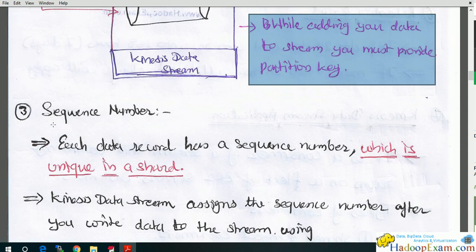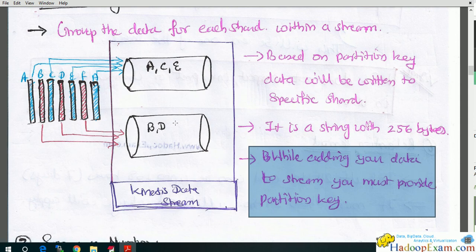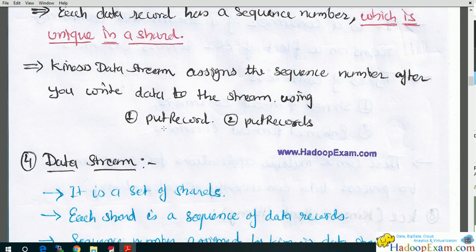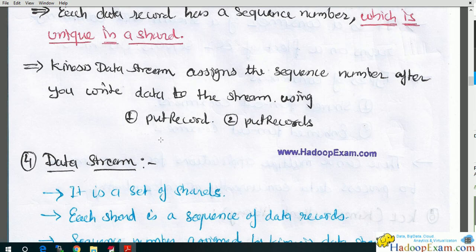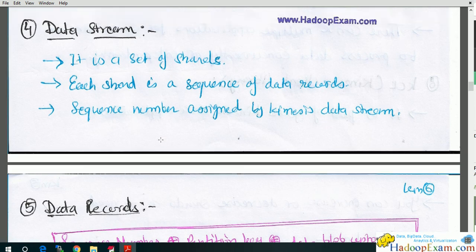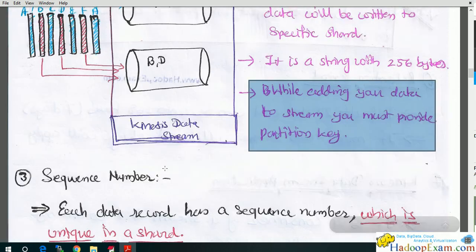Okay. So while you use the API put record and put records, when data is added into the shard, Kinesis stream itself assigns the sequence number here. So don't worry. Now next is data stream. It is a set of shards. So here we are talking about the entire Kinesis data stream. This is a collection of shards. Each shard is a sequence of records, correct? Sequence number is assigned by the Kinesis data stream. These are data records in the Kinesis data stream, in the shard, correct?